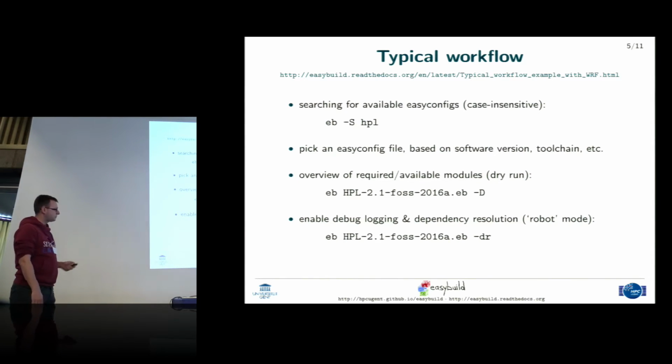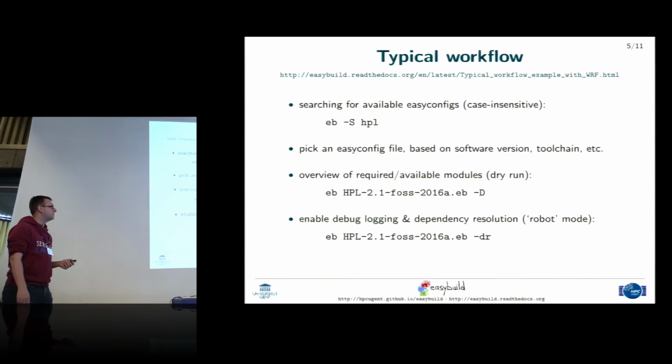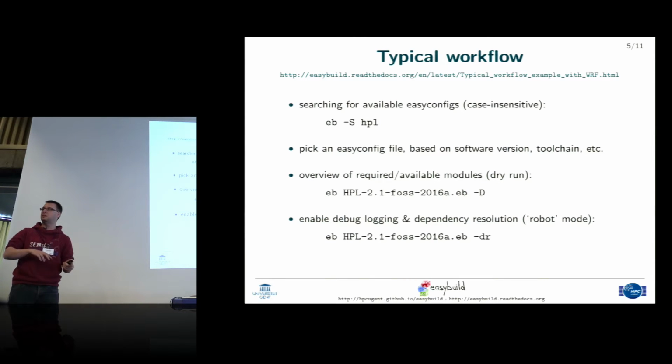So you pick one. Usually you pick one based on the software version and based on the compiler toolchain, so you have to look into the toolchain mechanism a little bit first, so you can figure out which toolchain you want to go with. Typically, people start out with using a toolchain that's open source, so GCC, OpenMPI, and so on, because then everything can be installed by EasyBuild. You can also use the Intel compilers, but then you need to make sure EasyBuild can find the installation files because it cannot download them itself.